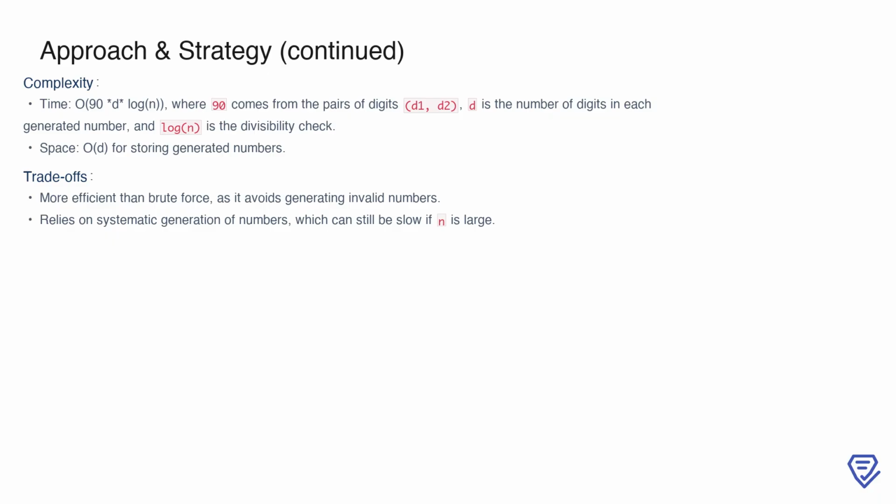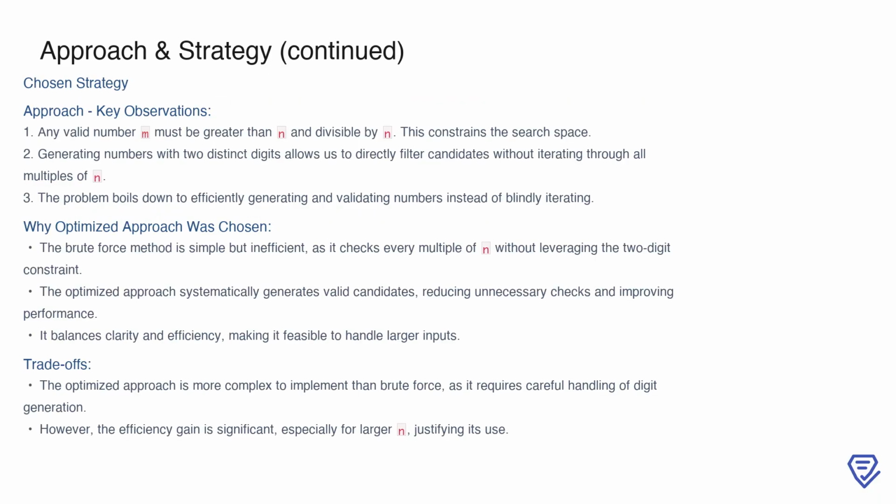Although this approach is more efficient than brute force, it still depends on systematically generating numbers and can become slower for larger values of n. However, the key advantage lies in avoiding the generation of invalid candidates, making it a more practical choice for solving this problem efficiently. The chosen strategy for solving this problem is based on several key observations.